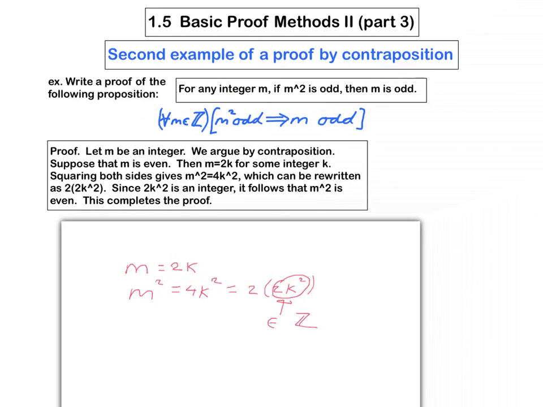So building that up into a proof, looking back at the symbols, I started off by saying let m be an integer. Then I warned you that I was going to argue by contraposition. So I said suppose that m is even. Then m can be written in this form for some integer k. You must remember to put the quantifiers in. Squaring both sides gives this, which can be rewritten as this. And since this bit is an integer, it follows that m squared is even. This completes the proof.